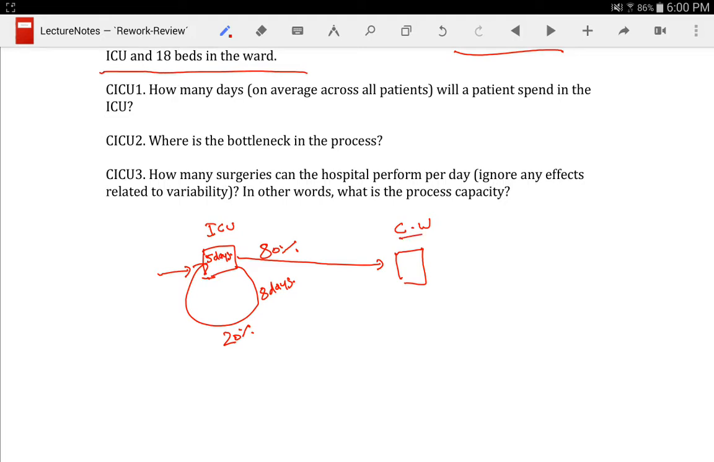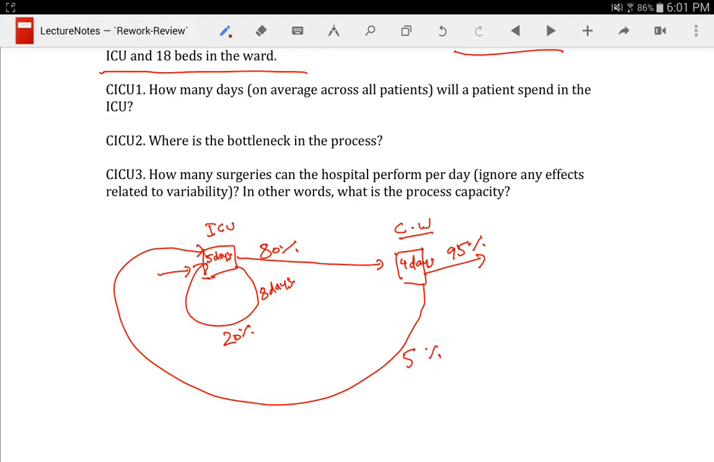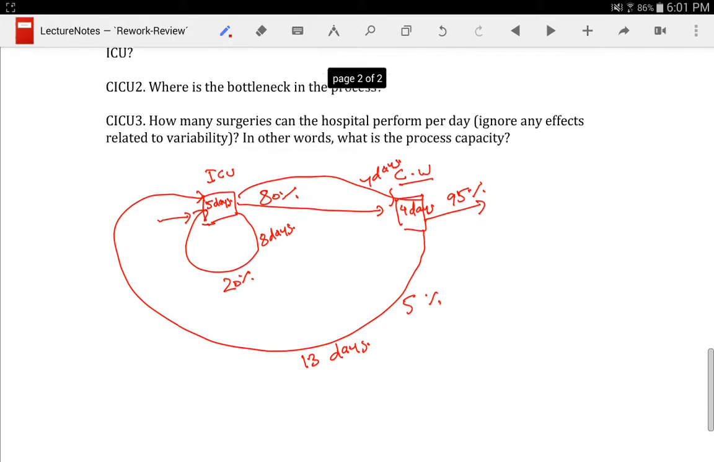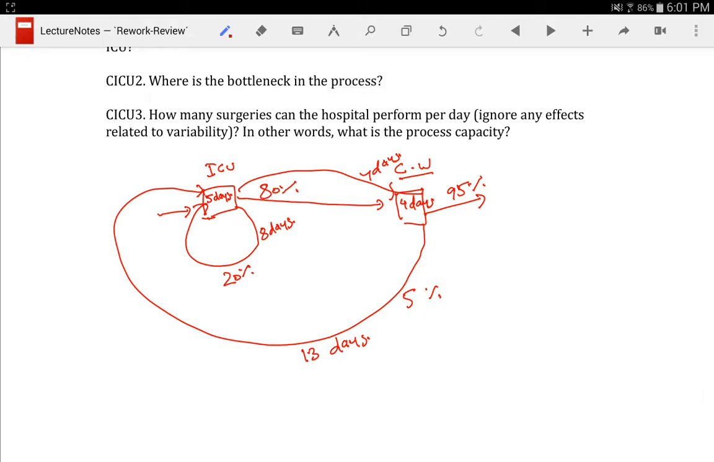Now, what happens at the cardiology ward? At the cardiology ward, people stay there for 4 days, and for 95% of the people, that's good, and they go home. But 5% of the folks have to be sent to the ICU. And these people stay in ICU for another 13 days. And they come back and they stay in the cardiology ward again for 4 days. A lot of pictures, but if you draw it yourself, they will make sense.